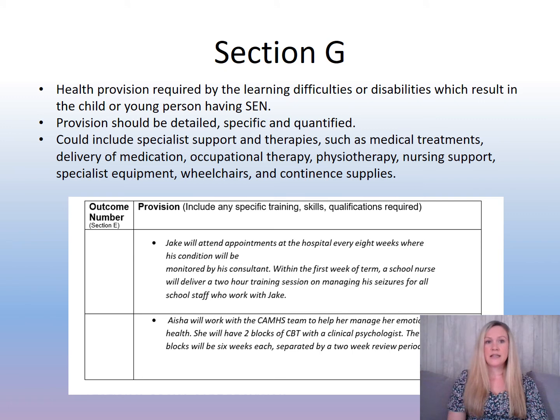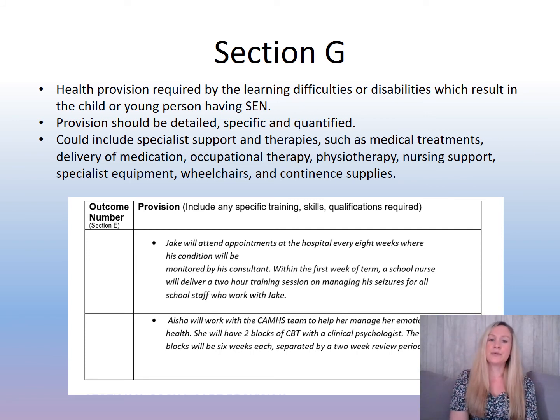So section G is any health provision which is reasonably required by the learning difficulties or disabilities which result in the child or young person having SEN. So refer back to section C and have a look at what were the health needs identified. Again, the provision identified should be detailed, specific and quantified. It could include specialist support and therapies such as medical treatments, delivery of medication, occupational therapy, physiotherapy, nursing support, specialist equipment, wheelchairs and continence supplies.